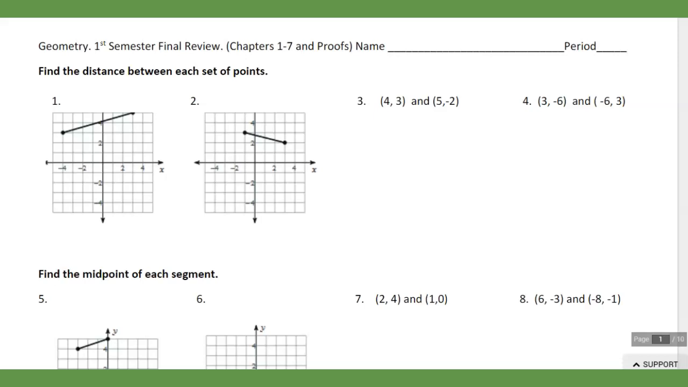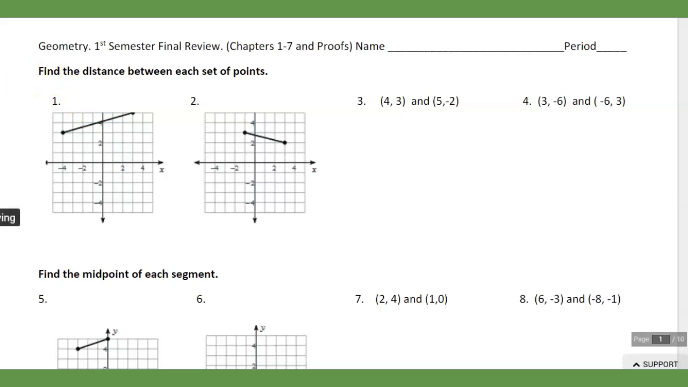Hello, this is the first semester final review for geometry. I'm going to go through each of these problems on the review, just so you can check your answers and know if you're doing everything right, but make sure you can go back and do everything on your own before you take the final. All right, let's get started.